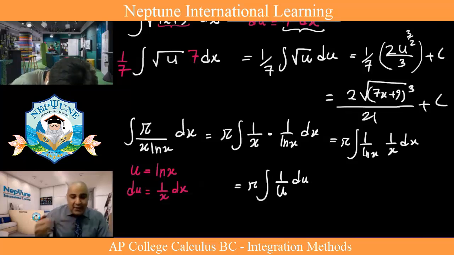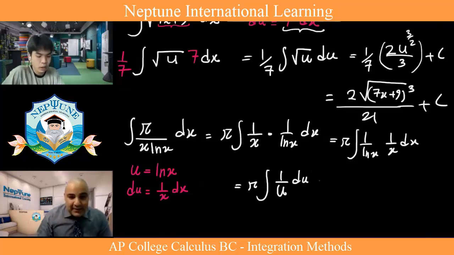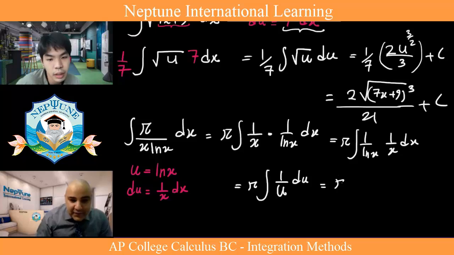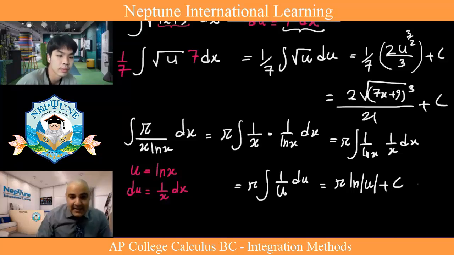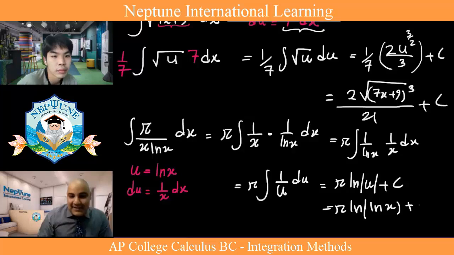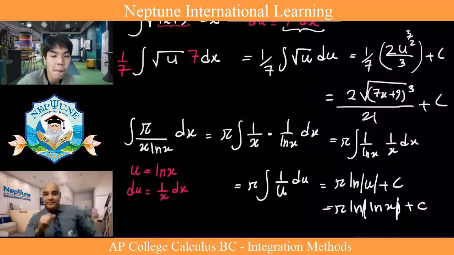Now we know how to integrate 1 over u. Do you remember from the notes, it's ln absolute value of u plus c. So it's pi ln absolute value of ln x plus c. This is ln of ln x, and this is the absolute value. Cool.